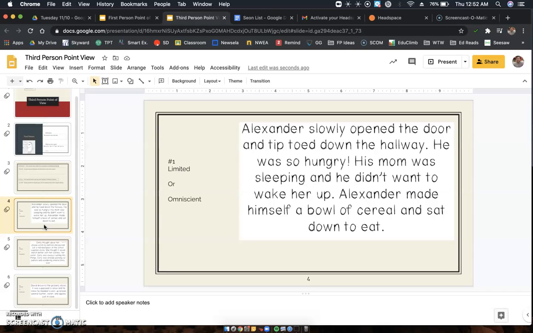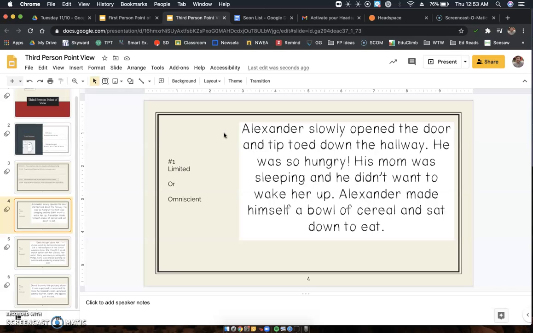Okay. So, what you're going to do for these slides here is you are going to circle which one this is. Is this limited or omniscient? And remember, limited is when we only know one person's feelings and thoughts. Omniscient is when we know everybody's feelings and thoughts. Here we go. Alexander slowly opened the door and tiptoed down the hall. He was so hungry. His mom was sleeping and he didn't want to wake her up. Alexander made himself a bowl of cereal and sat down to eat.